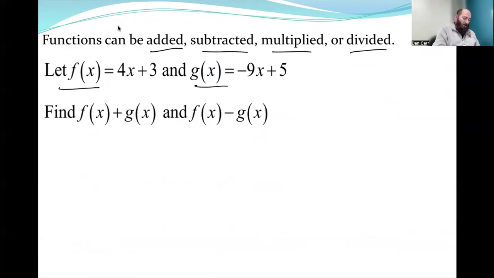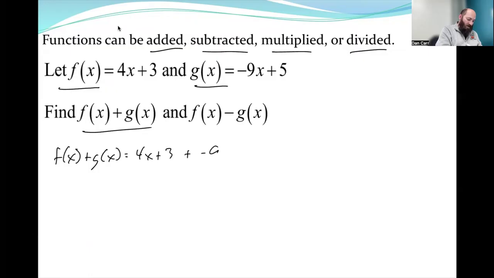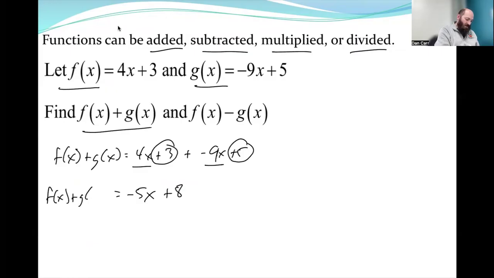So in our first case here, we're looking at f of x plus g of x. So we're just going to add those together. F of x plus g of x is just going to equal 4x plus 3 plus a negative 9x plus 5. So all we're looking for is our like terms. We take 4x and negative 9x, those can go together. So that becomes a negative 5x. And then 3 and positive 5 become a positive 8. So f of x plus g of x here equals negative 5x plus 8.